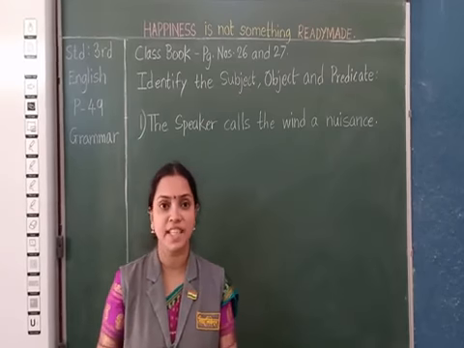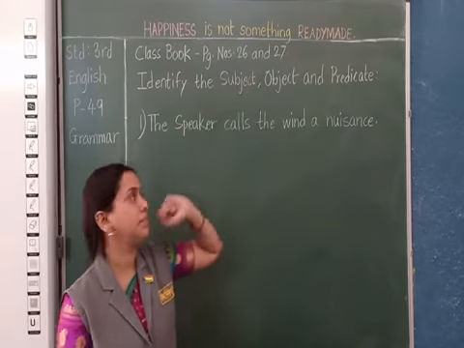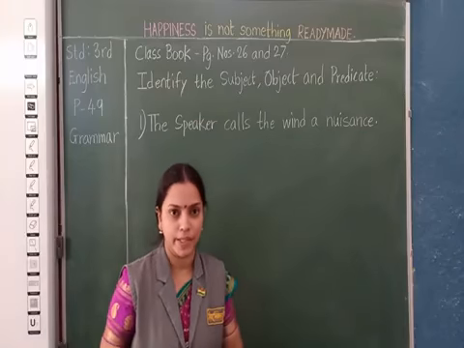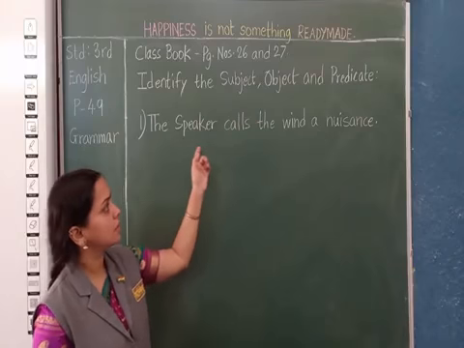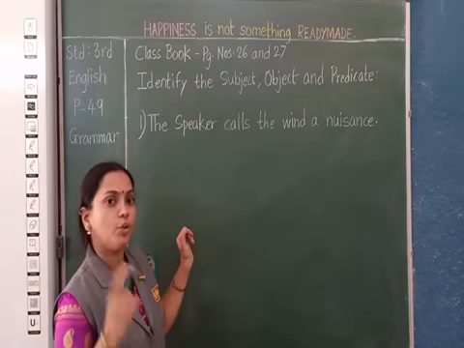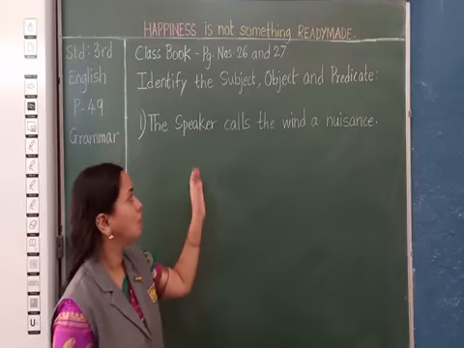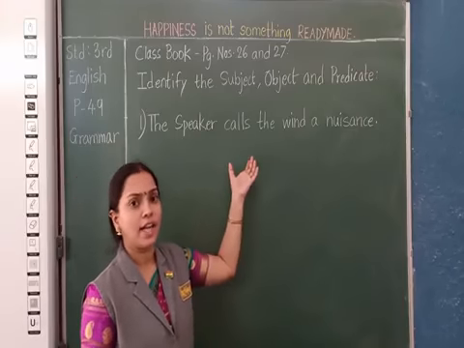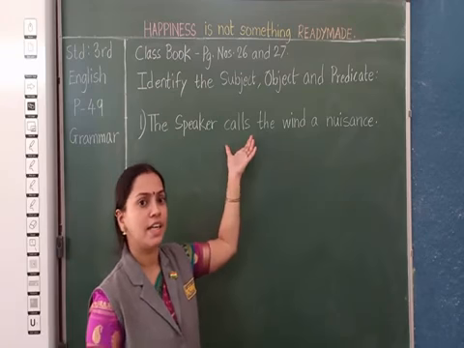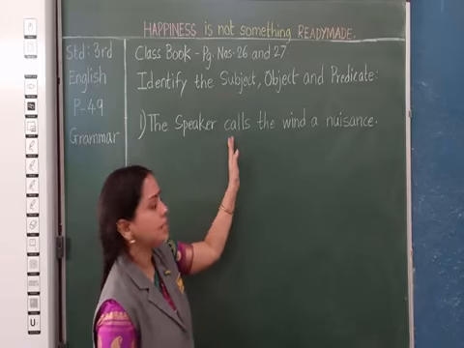Students, now let us see some examples from your class book, page numbers 26 and 27. The question is: identify the subject, object and predicate. The first sentence is, the speaker calls the wind a nuisance. Now read again till you understand. The speaker calls the wind a nuisance. Now here you can immediately identify the verb. You have already learnt in detail about verbs. So let us identify what is the verb here. Calls. Calls is the verb.